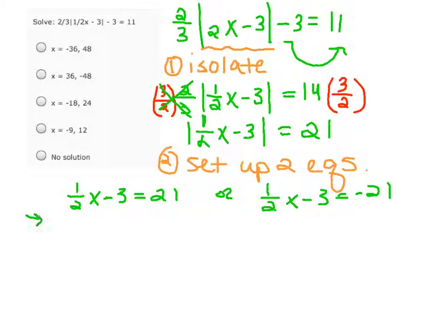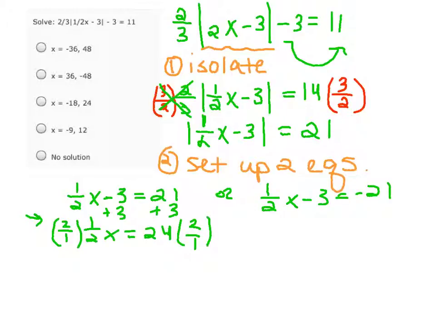So for the first equation, we'll add 3 to both sides, and we're left with 1/2 x equals 24. And again, you can divide both sides by 1/2, or you can times both sides by 2/1. And 2/1 times 1/2 is 1, so we're just left with x equals 24 times 2 is 48. So x equals 48. Now we can solve our second equation.